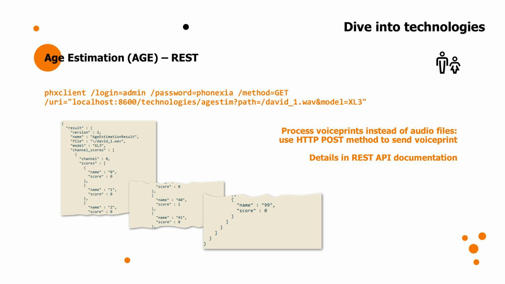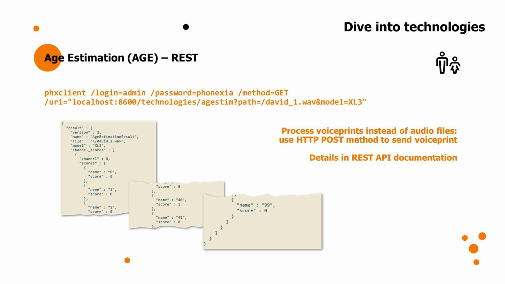its storage. Use HTTP GET method to send a request to technology's HStim endpoint with a path parameter pointing to a file to be processed and model parameter containing a name of the technology model to be used. It's also possible to process voice prints instead of audio files. This is done by posting the voice print to the same endpoint instead of providing path to the audio file. More details are described in the REST API documentation.